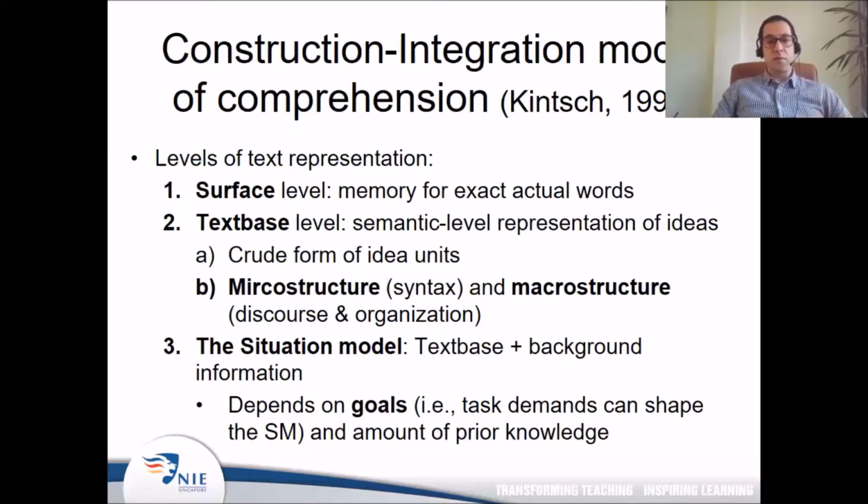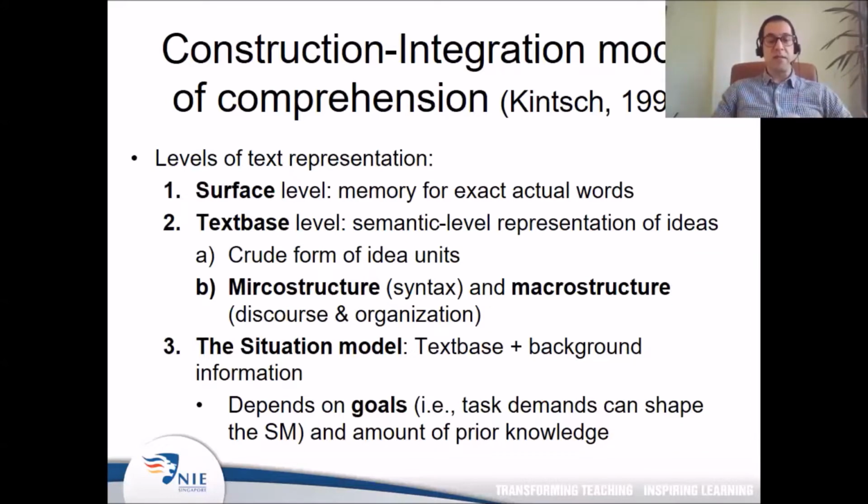Kintsch proposed this model in which he suggested that the process of comprehension constitutes three stages. Stage one is where you develop a surface level, in which you register the exact words in your working memory. Here comprehension has not really taken place, because you still do not have a very clear idea about what the text is about.